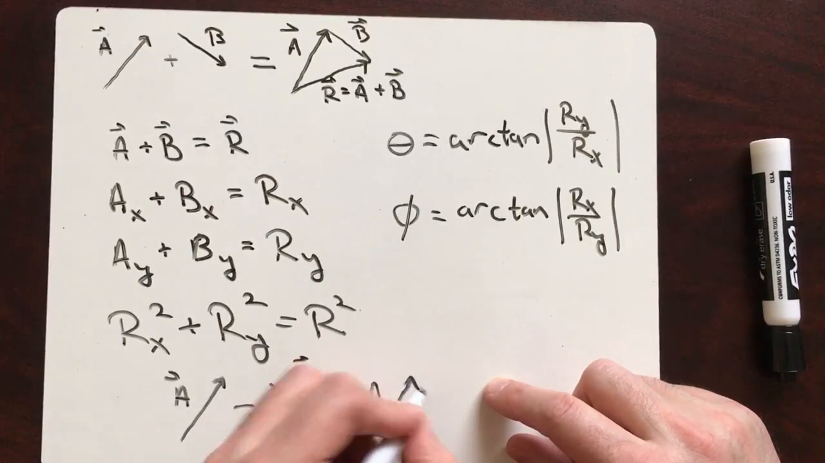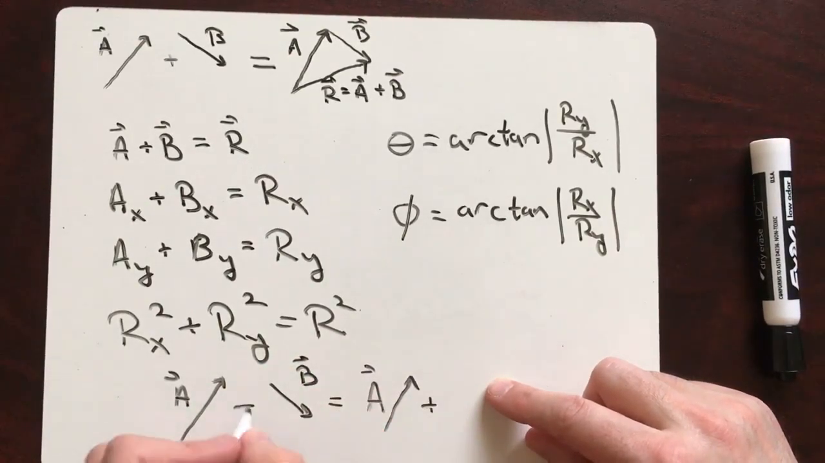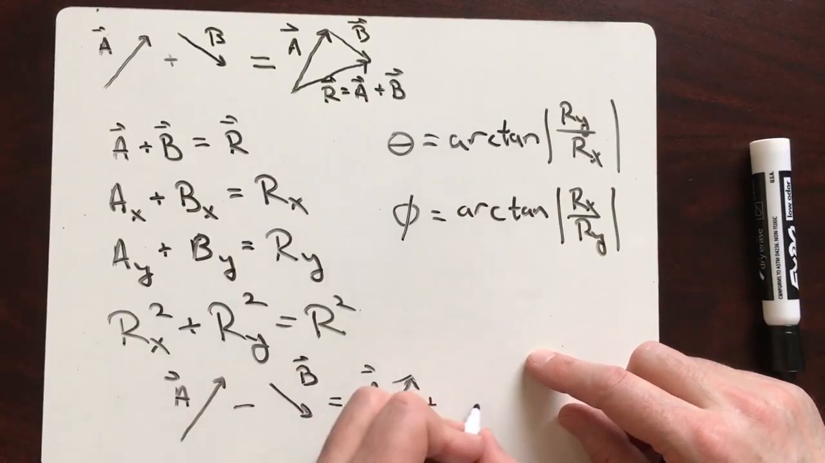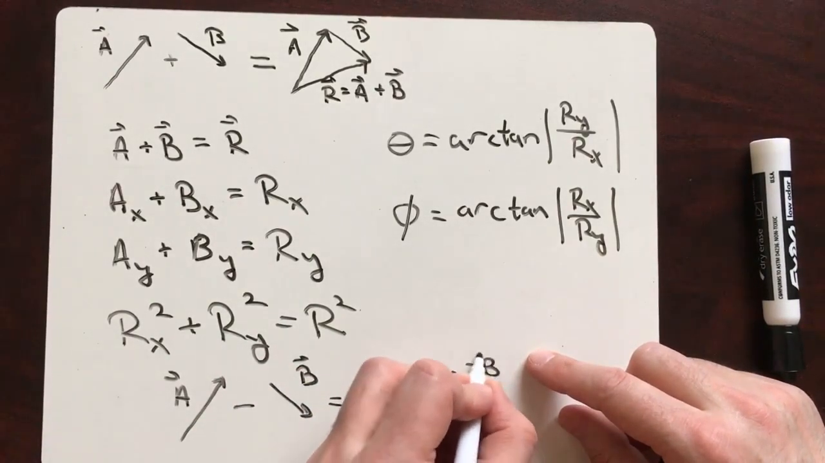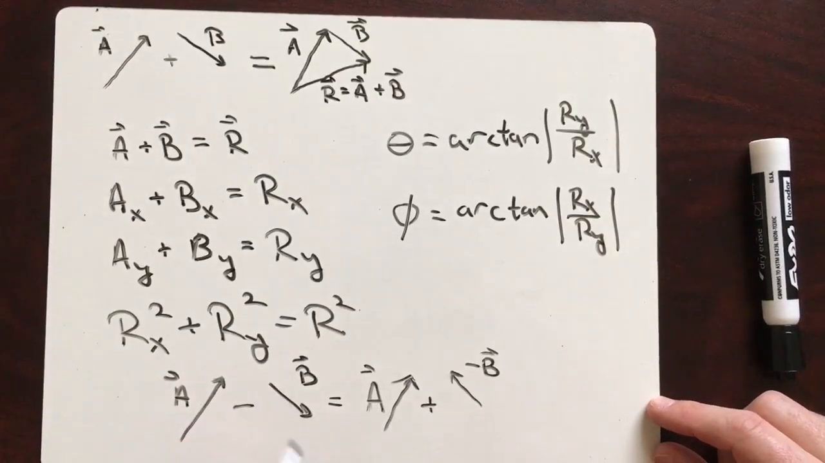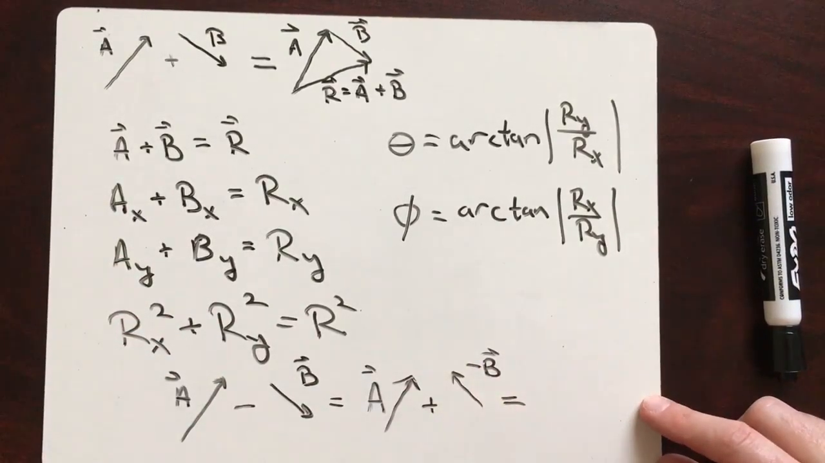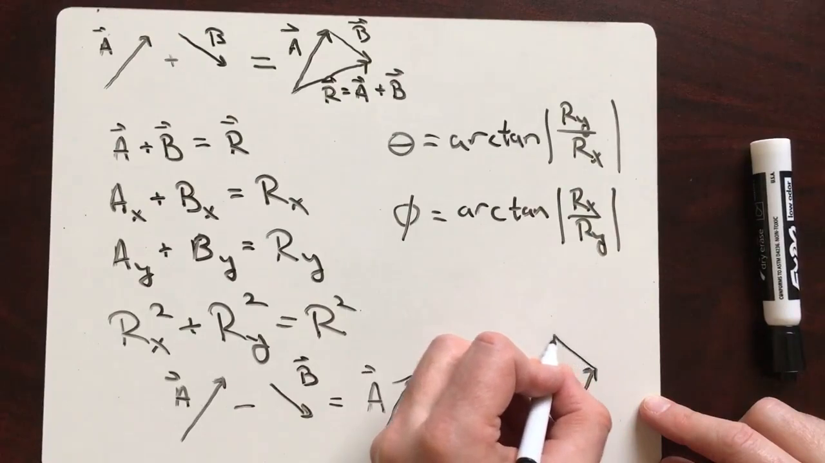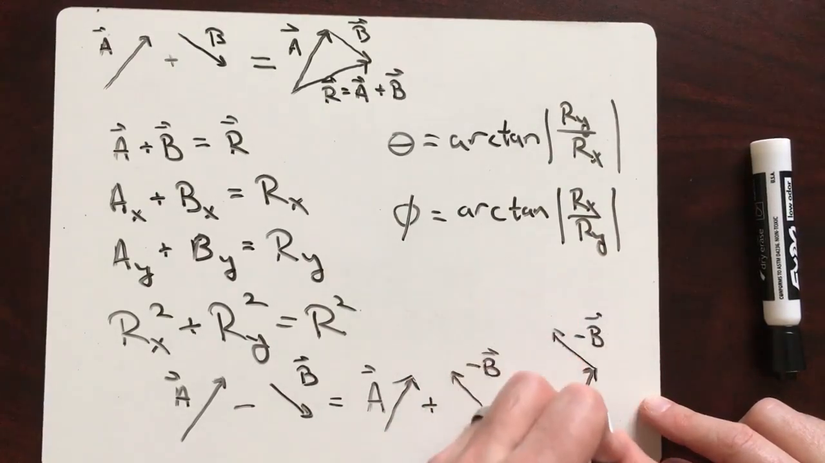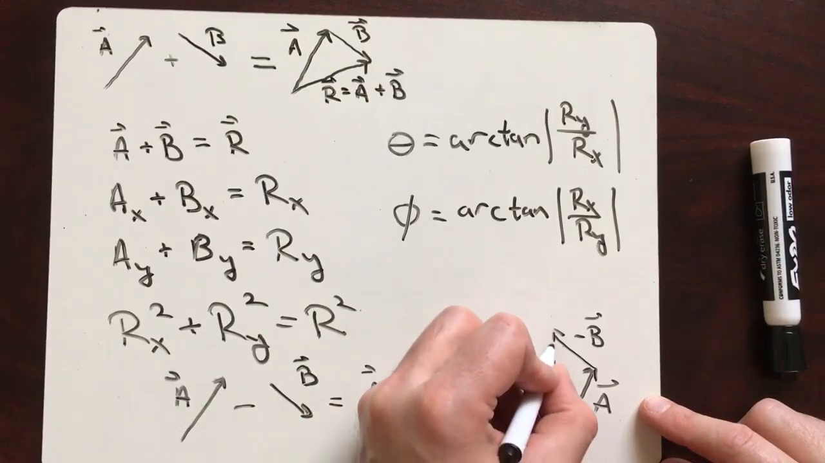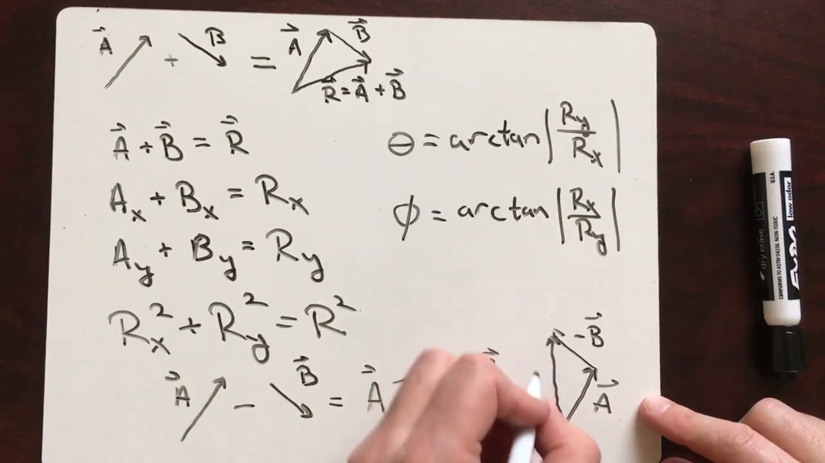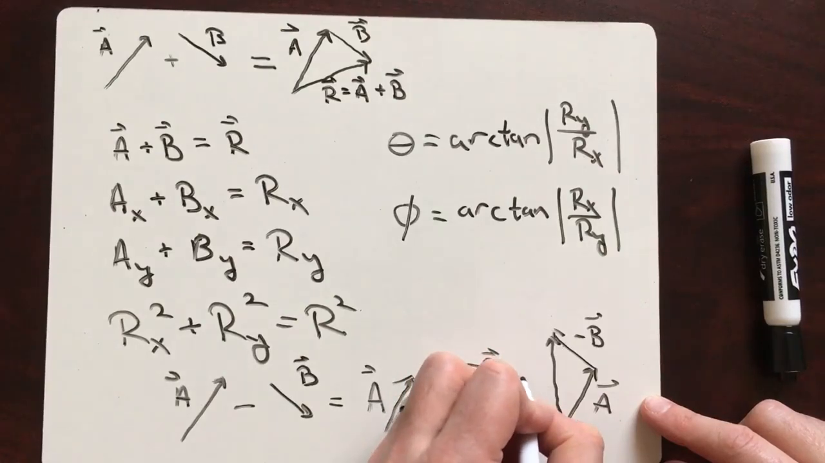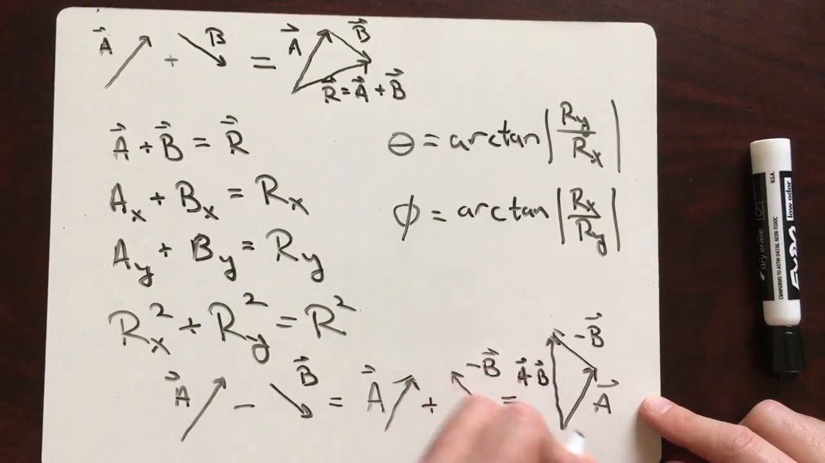So I would have A plus, and I would take negative B. Negative B would point the exact opposite direction, the exact opposite of what it was previously. And then I just follow the rules for addition here. Let me finish drawing this first. So this would be like this. That would be A. B would look something like this. The negative B, I should say. That's negative B. That's A. And this resultant is A minus B.